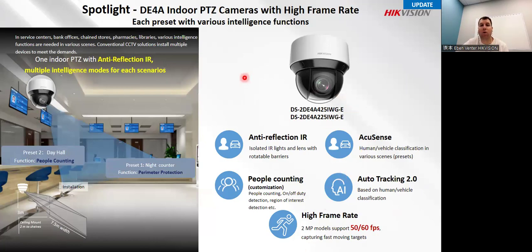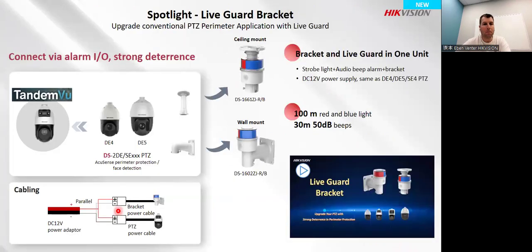Moving forward, then we have this little indoor PTZ. This is specially designed with high frame rate in mind, up to 50 to 60 frames per second. It's 2 megapixel, perfect for high traffic, especially in a banking environment for security use itself. So very nice little features. Also that auto tracking 2.0 in there as an AI to help you a little bit to make it run smoothly.